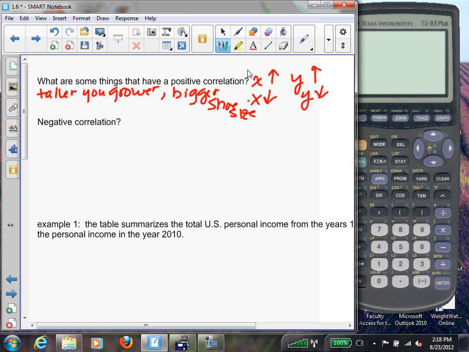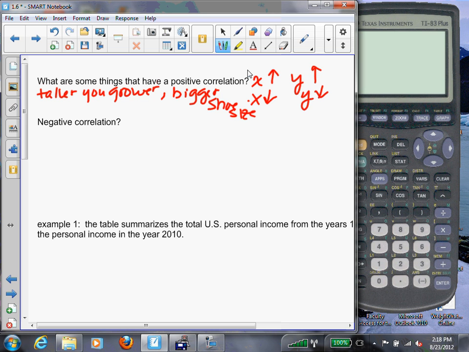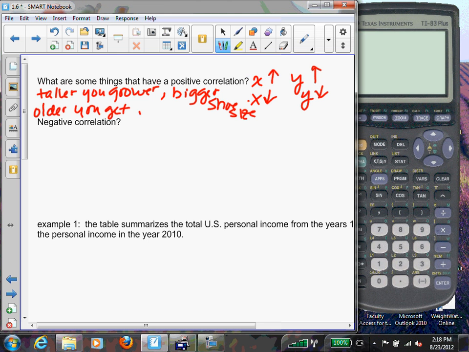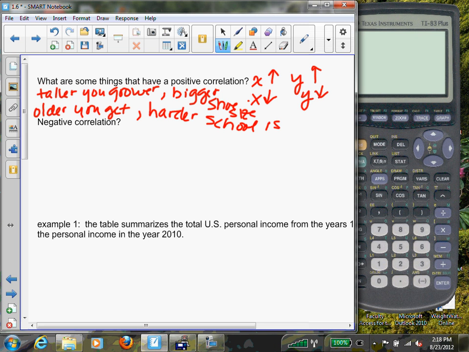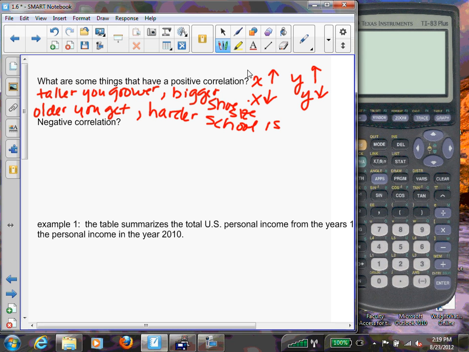What might be another positive correlation? Okay. The older you get, the harder the school material is, right? Although at some point, wouldn't that kind of peak out because you don't go to school anymore? Generally, unless you have a really good metabolism, the more you eat, then the bigger you get, okay?